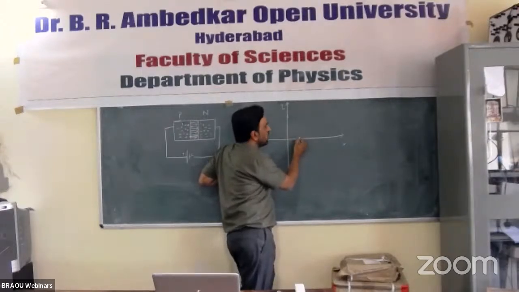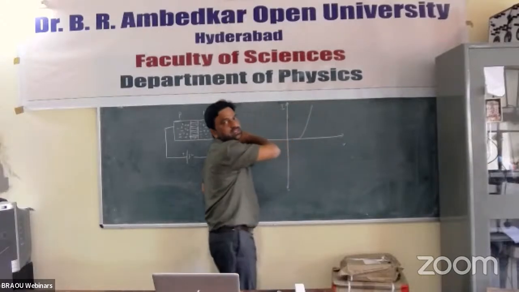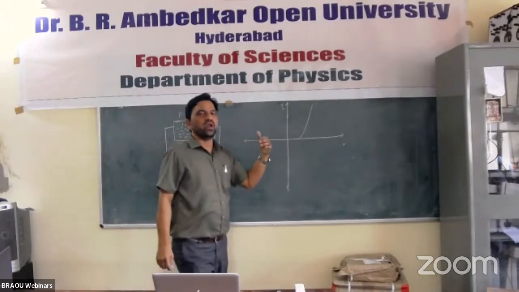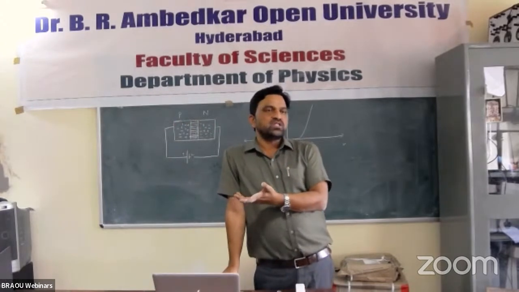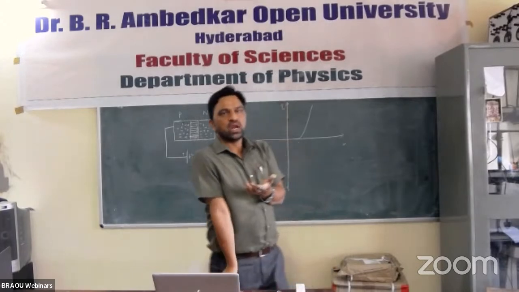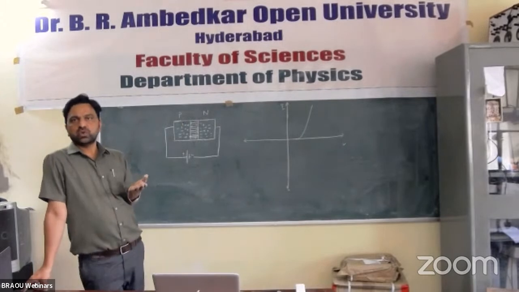Threshold voltage. The current increases in this linear manner. So the threshold voltage is different for different semiconductors, for germanium and for silicon. For germanium it is around 0.4 electron volts. For silicon it is around 0.7 electron volts.